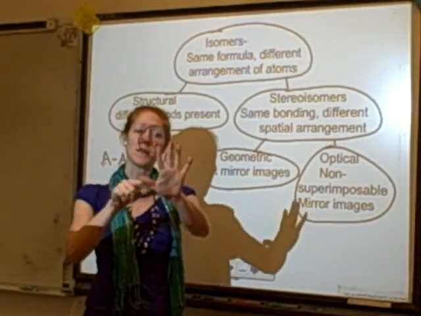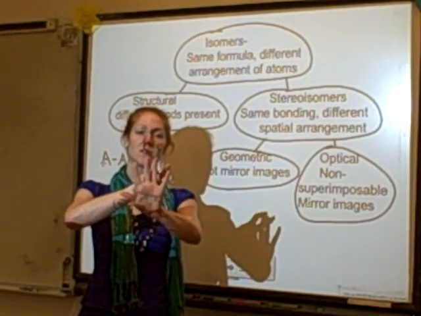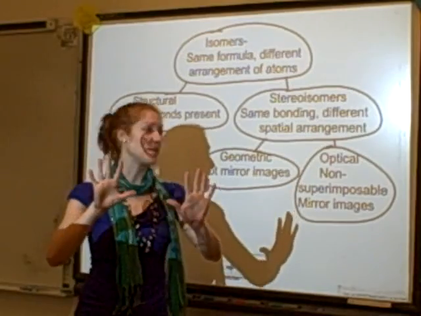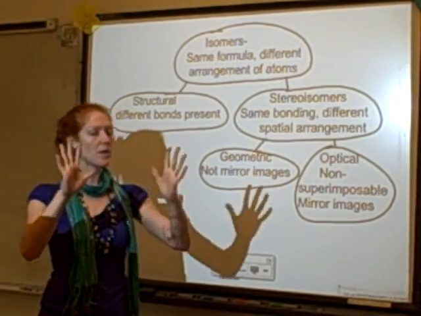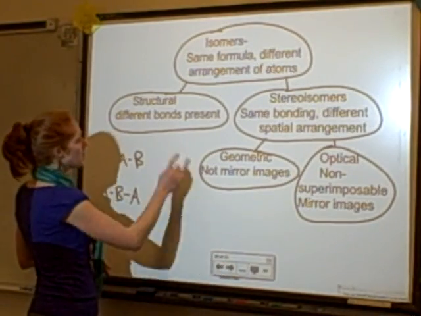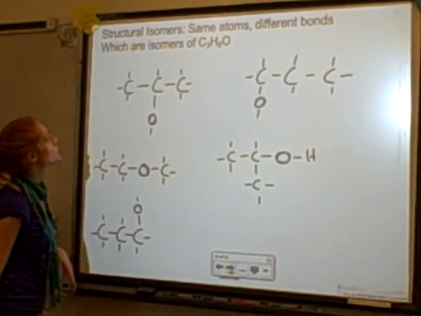So I still have the same bonding. I've got a palm that's connected to, you know, a pinky, a ring, a middle, and an index. Like, I've got the same bonding, so it's not a structural, but they're mirror images of each other. So that's the optical. Let's look a little more in depth at structural.